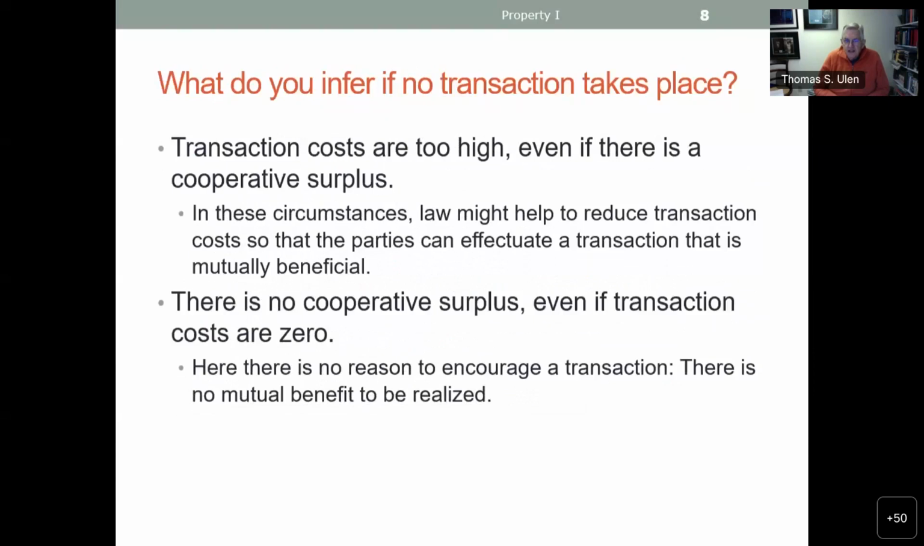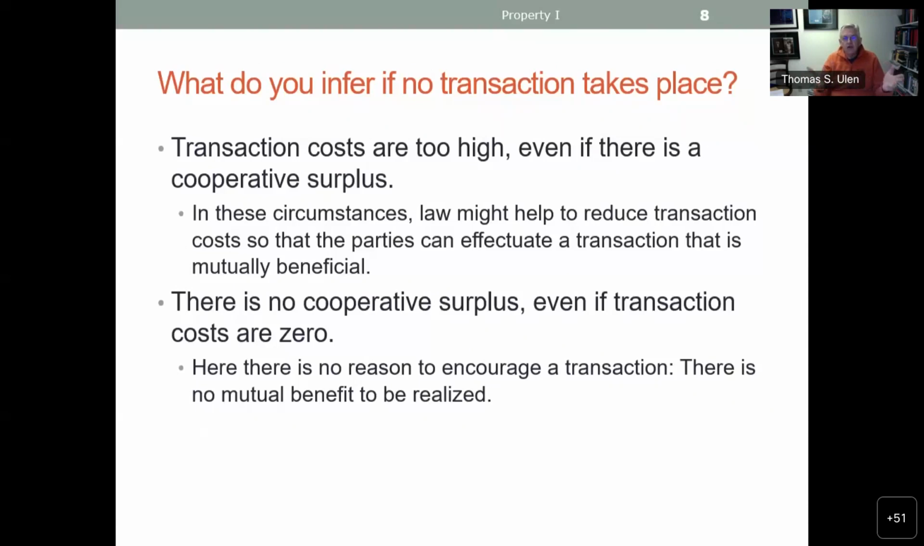If no transaction takes place, this is an extremely important point. If there's no transaction that takes place, where you think that none of the factors mentioned on slides 5 or 6 is creating high transaction costs, why is an exchange not taking place? There is a very good reason, besides transaction costs, that an exchange might not take place. And that's this important observation that there's no cooperative surplus.